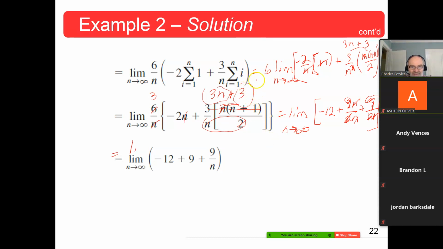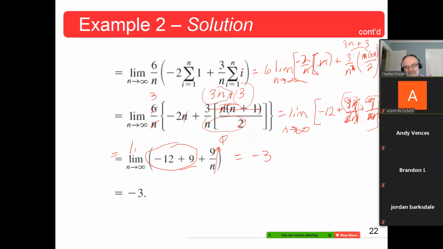If you can read my writing now, this is your plus 9 from here, because the 2's went out here and the n's went out there. So that gave you just a 9 left over here. And here's your 9 over n, because this 2 went out when I divided it into 6. So this gives us a minus 3. That's from here. And as n goes to infinity, that goes to 0. So there's your answer, minus 3. And that's what they got.